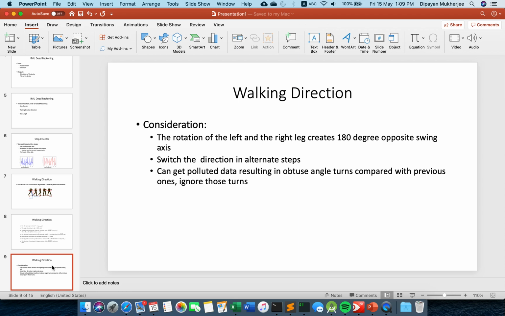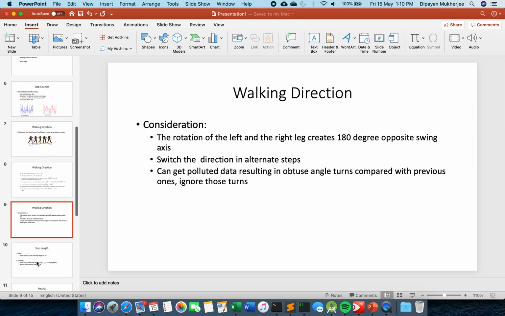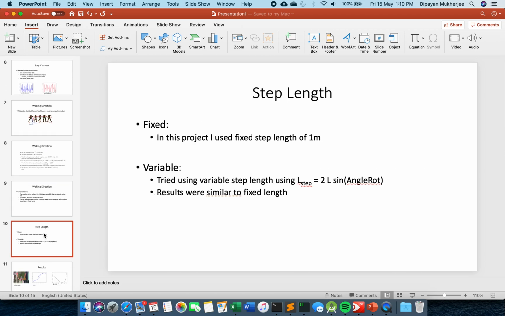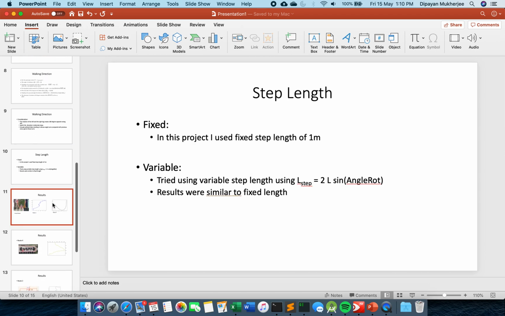So what are the considerations? The left leg and the right leg create different sorts of motion. So we need to switch the angle to plus 90 degrees or minus 90 degrees at every alternate movement. The data can also get polluted, and we can sometimes see that in two consecutive motions the direction changes by obtuse angles, which is not possible. So we need to ignore those. And third is the step length, which we use as a fixed value here.